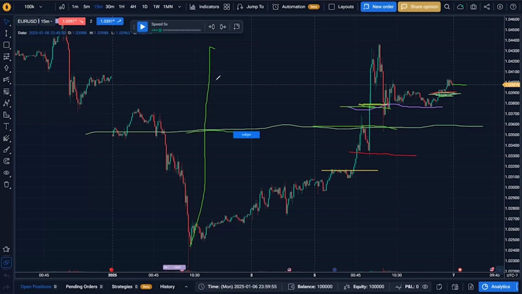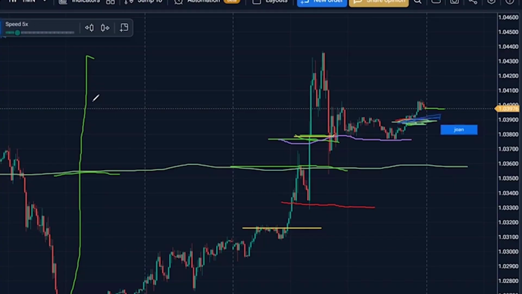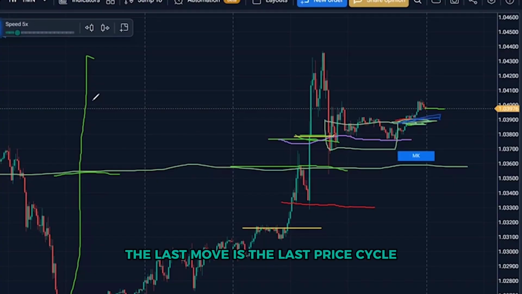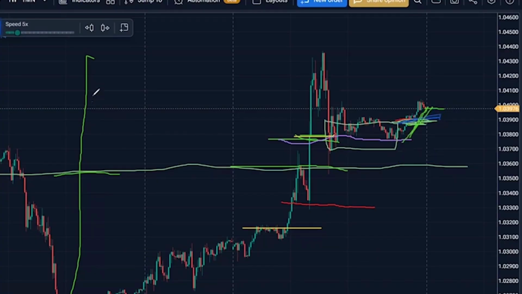So the last move is the move after a ranging consolidation. The ranging consolidation was here. The last move is the last price cycle. The market just moved up, or down.